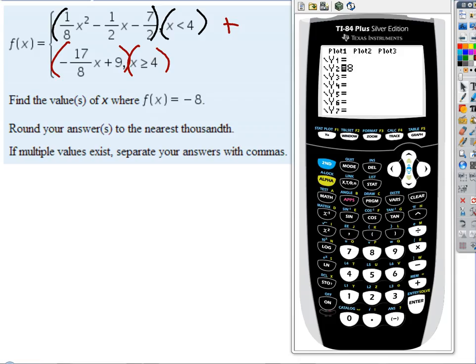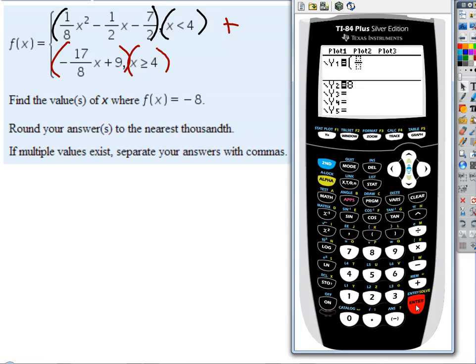So if I go up here, then I'll go in parentheses. I'll make this real quick. In parentheses, I'll do fraction template, 1/8 x squared minus, I'll just make that a 0.5. 0.5x, a little easier. 0.5x minus 7/2 is 3.5. So everybody agree that's the first piece?